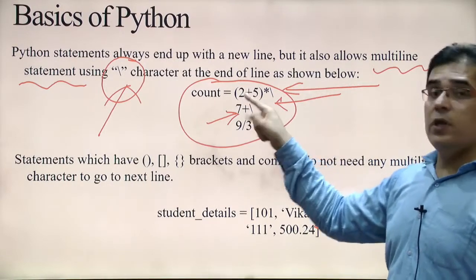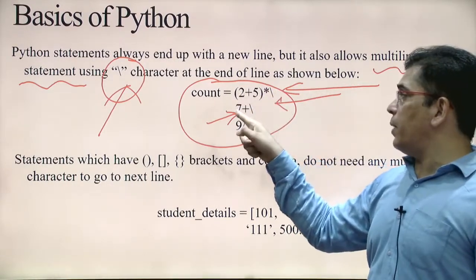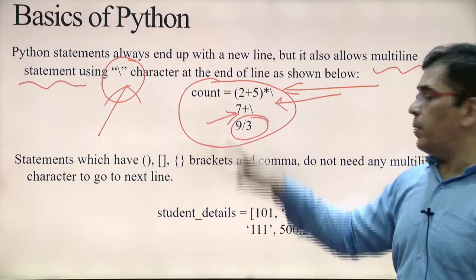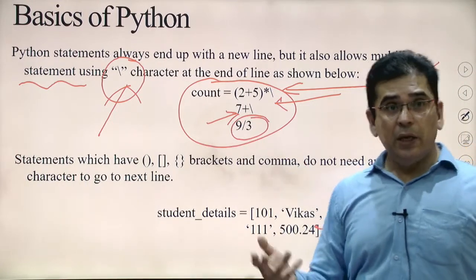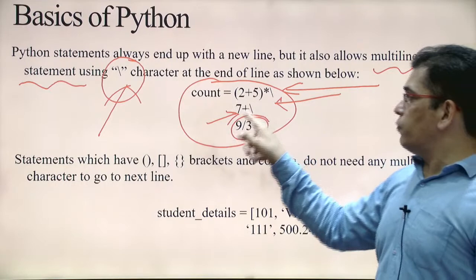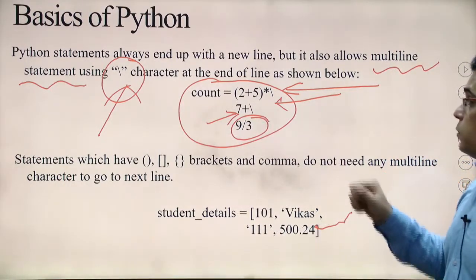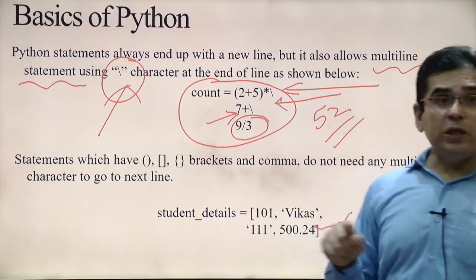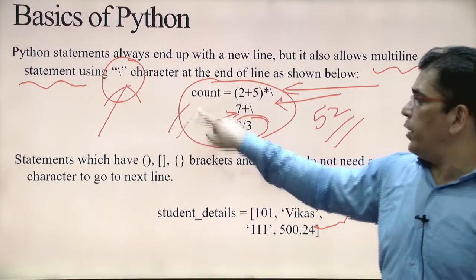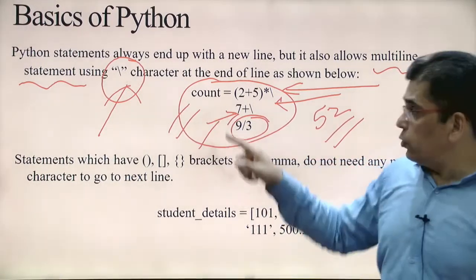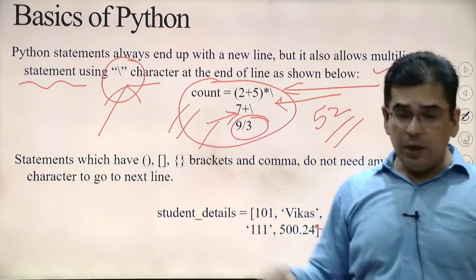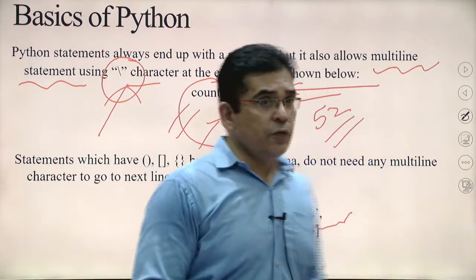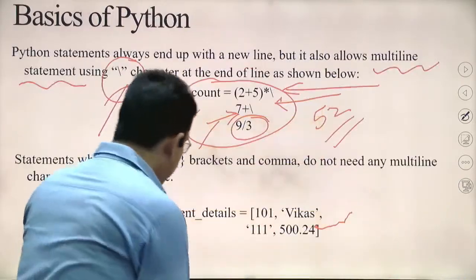2 plus 5 is 7, then multiply by 7 is 49, plus 9 by 3. First 9 by 3 will be evaluated, that is 3, then it will be added to the 49. So the answer of this statement will be 52. Now this statement is written in 3 different lines, but due to this backslash character, it will be treated as a single line statement. You can also use different brackets to define single line statements.